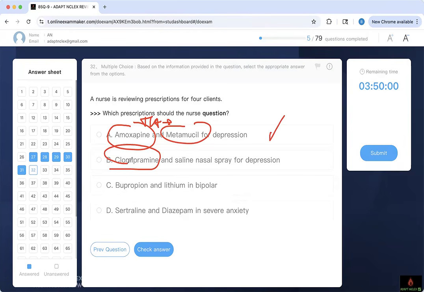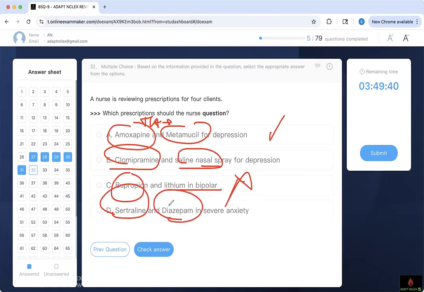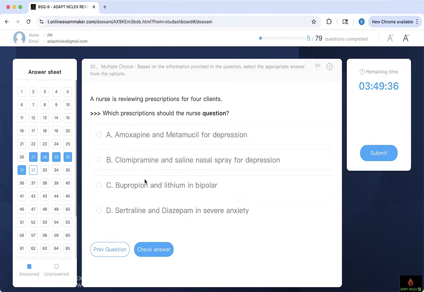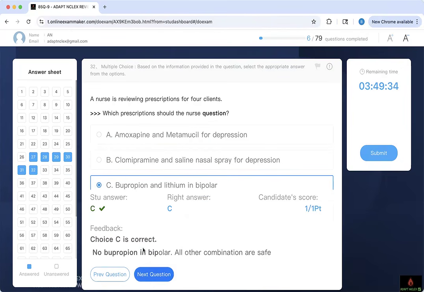Clomipramine has an anticholinergic effect, right? It's a TCA. Drying of the nose and mouth, right? We give you nasal spray to help with that. Bupropion, I told you, bipolar patients should not take it. Citalopram is an SSRI, and diazepam is anxiety medication. They work differently. You can take it. Some patients with anxiety, some patients with depression can take it. This is a bad combination.